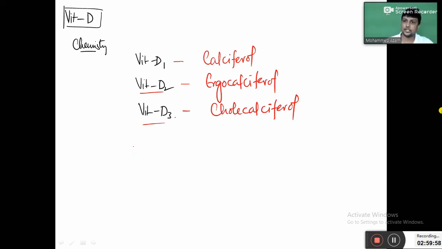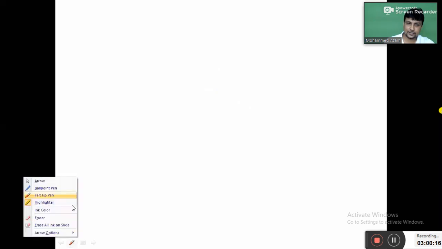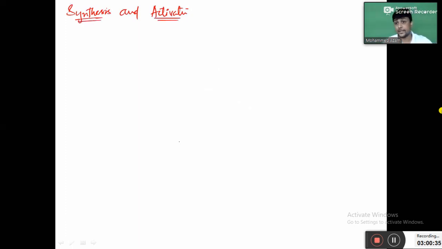Once you are done with the names, now let us learn the synthesis and activation of vitamin D in detail. Should I remove this? Come on, my dear friends, I am removing this now. Please write the heading there as synthesis and activation of vitamin D. Vitamin D formation and activation, let us study.